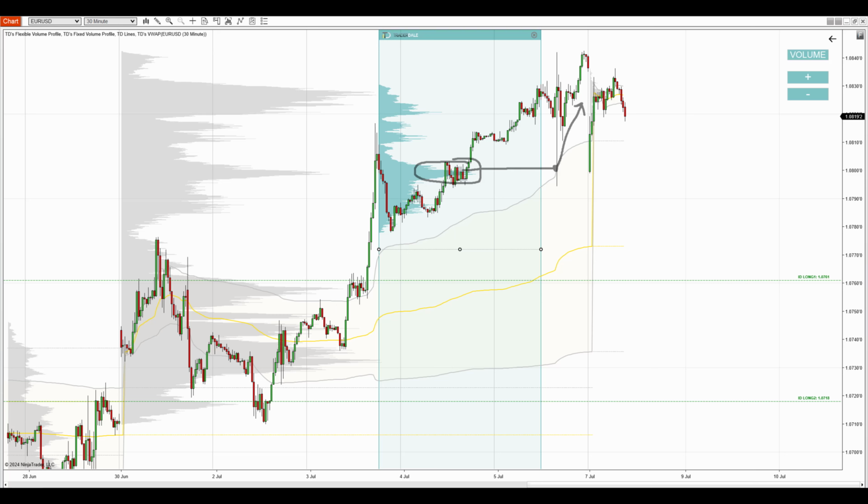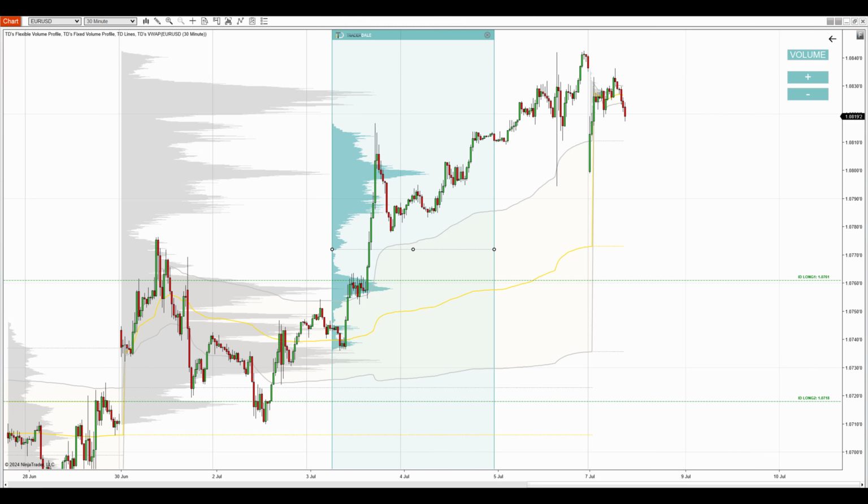In this case, there was also nice confluence because there was the first deviation of weekly VWAP in here. This is the gray line. As you can see, it meets with the heavy volume zone here, and the price reacted very nicely there during the macro news. So this is how the reaction is supposed to look.